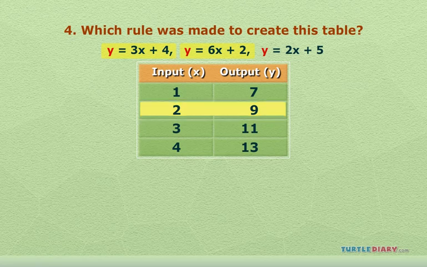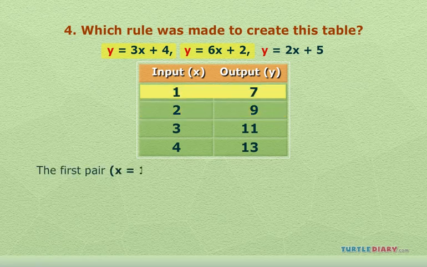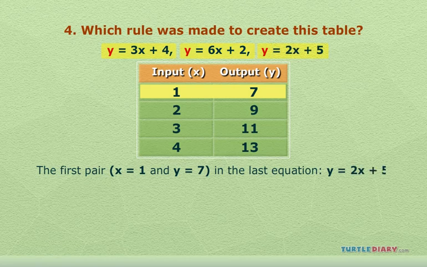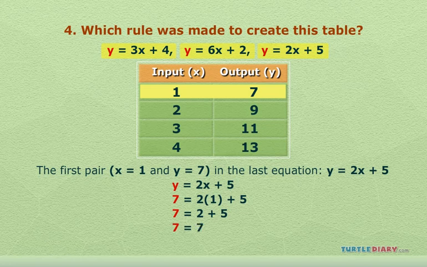So let's try the first pair, x equals 1 and y equals 7, in the last equation. y equals 2x plus 5. 7 equals 2 times 1 plus 5. 7 equals 2 plus 5. 7 equals 7. This works. Let's try another pair.